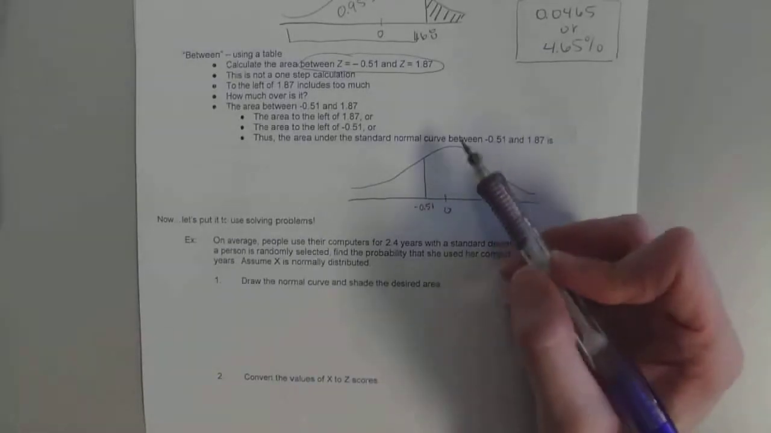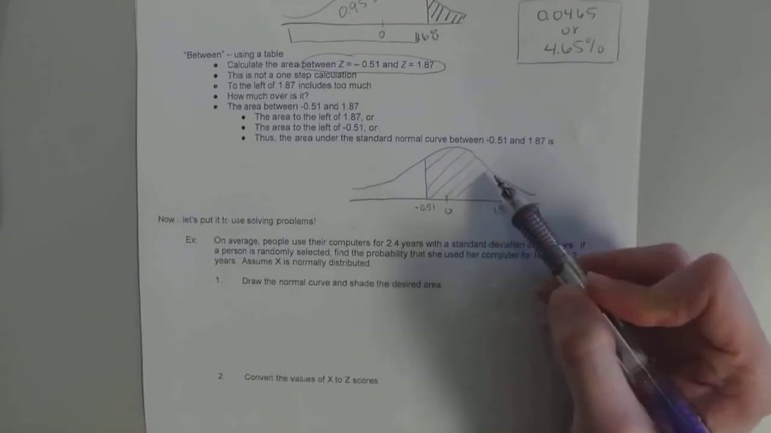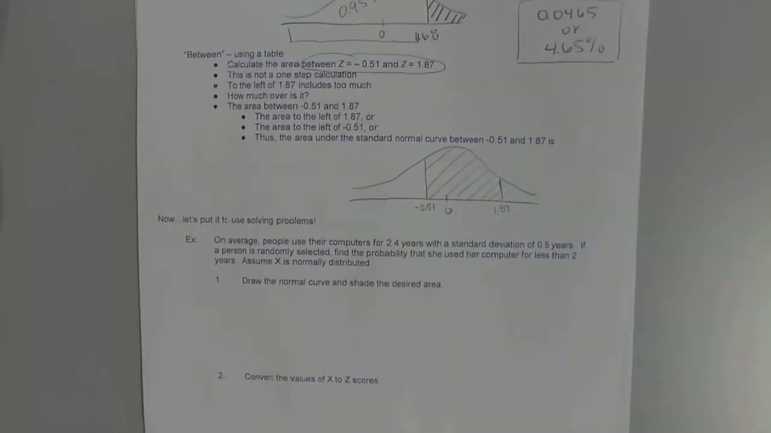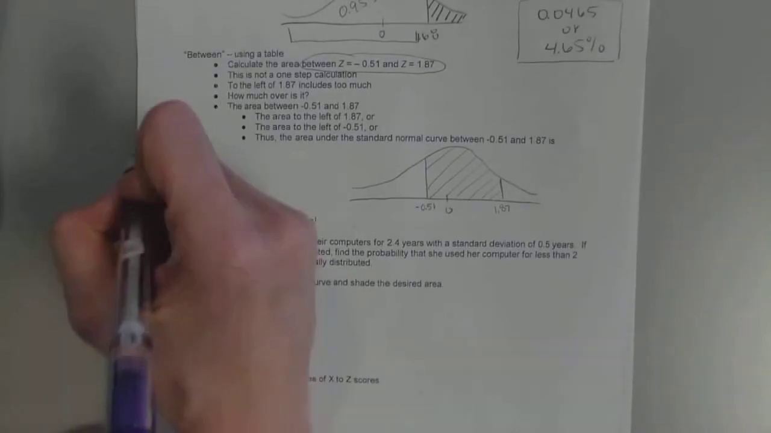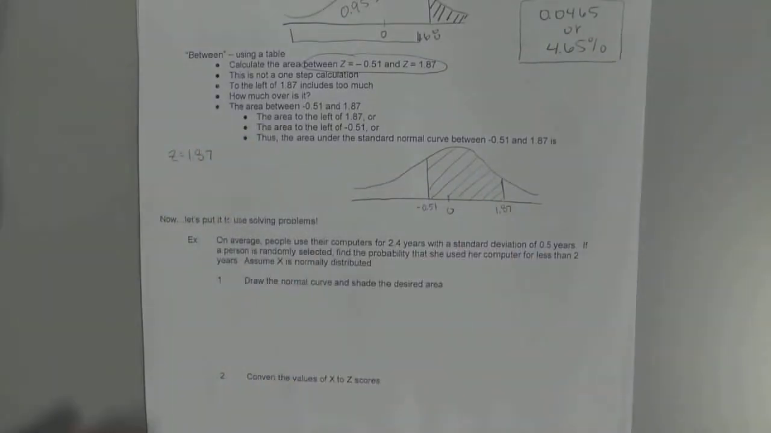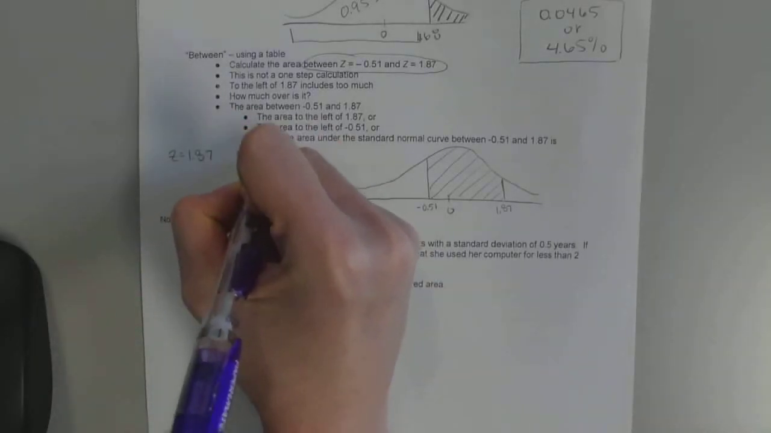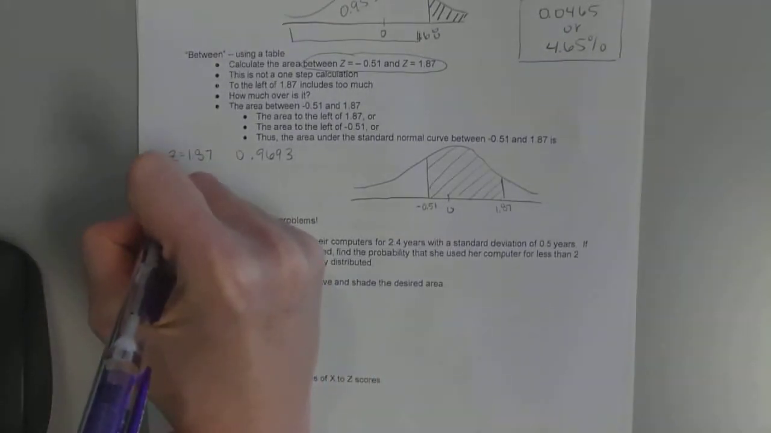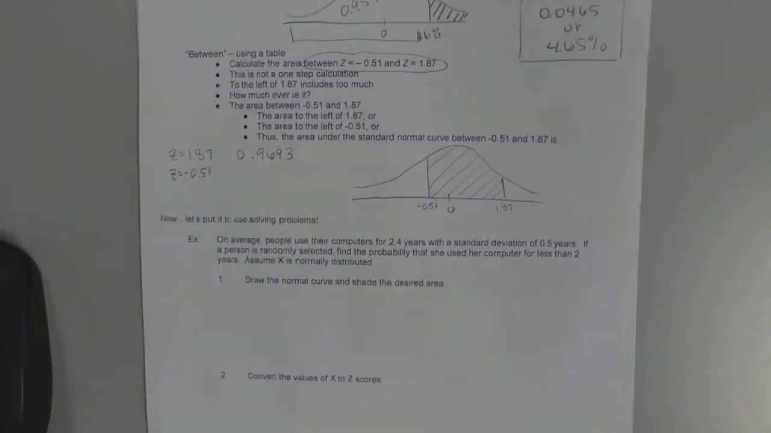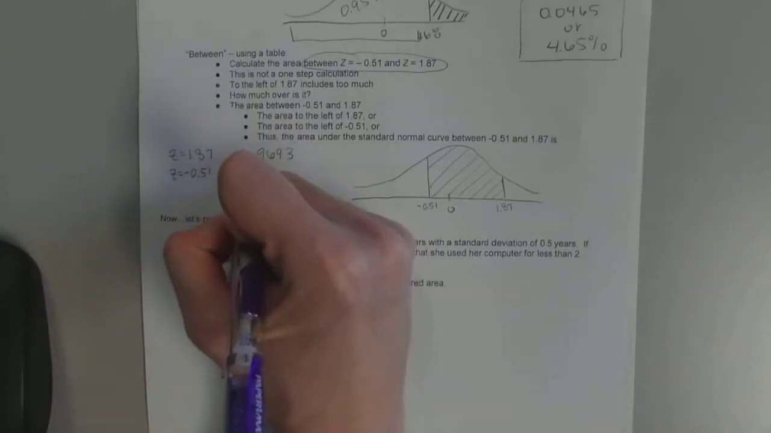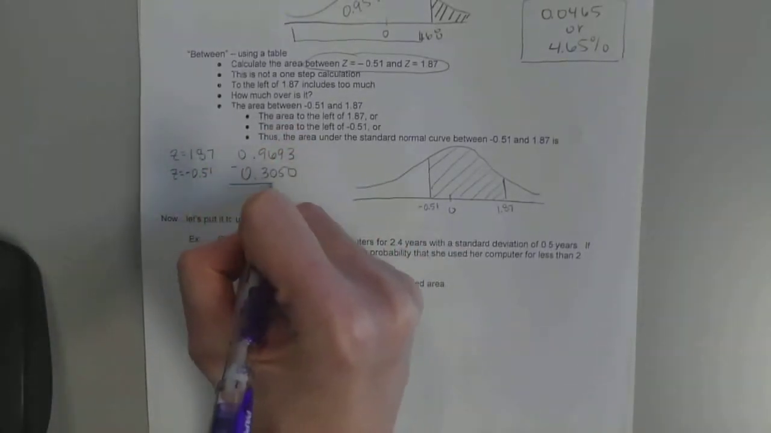And then what do we want to shade? The area in between. Okay. So I'm going to flat out tell you how to do it, and then I'll explain why the rule is what we do. What it says is we're going to look up the area to the left of 1.87. So let's look up 1.87. So z equaling 1.87, what's its area? 9693, okay? And then look up the other guy, the negative 0.51. What do you get when you do that? 3050. And then we're just going to subtract the 2, and that's going to be our answer.